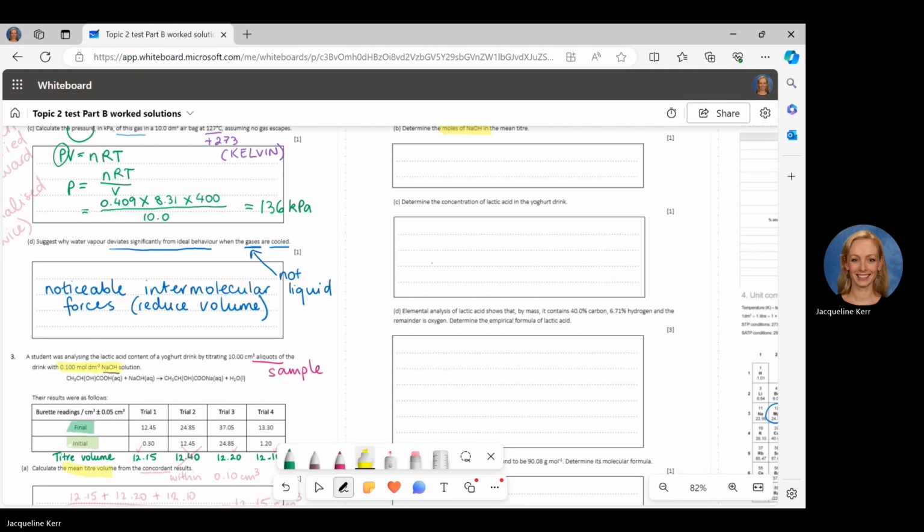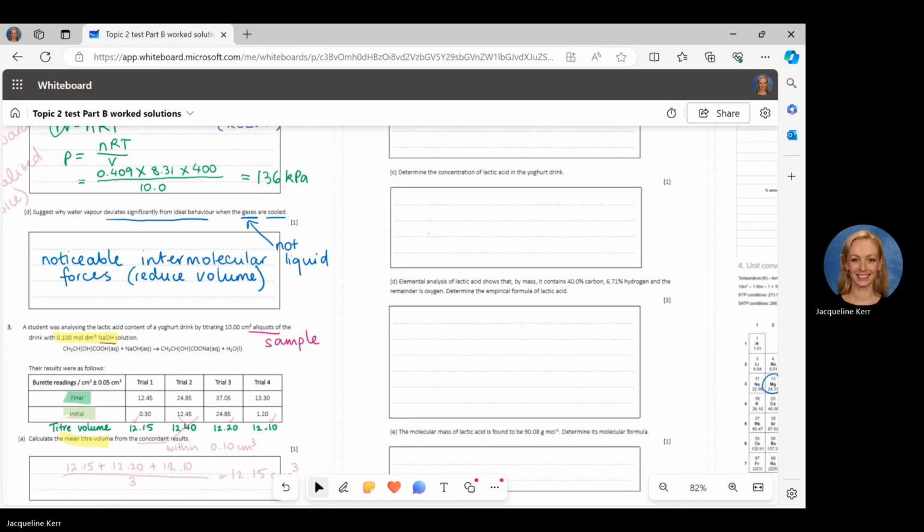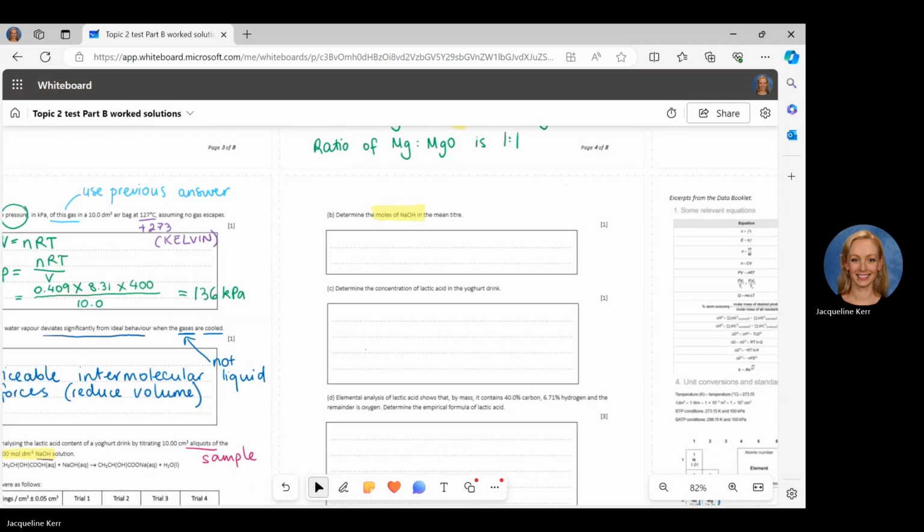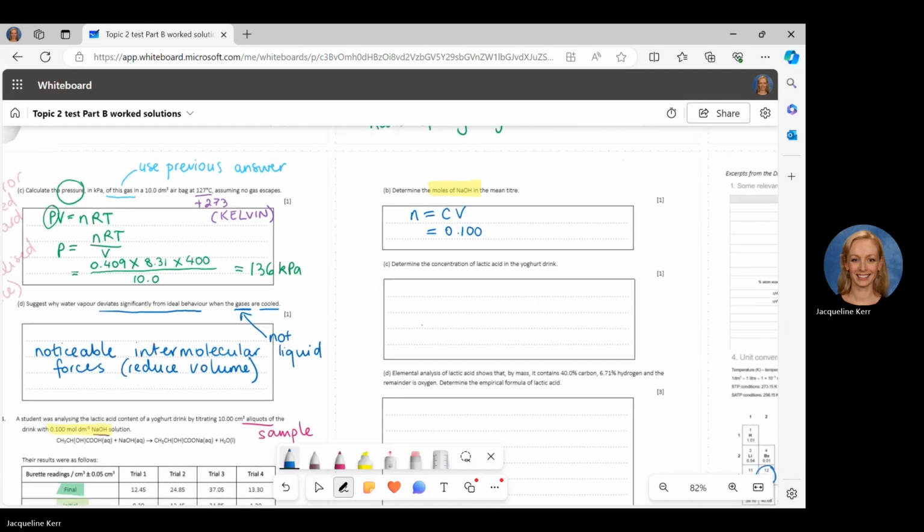So that's there, highlighted in yellow, is our concentration, and then also what we've just figured out is our volume, because we need to use the formula n equals CV. So moles is concentration multiplied by volume. So we use those values. Our concentration, 0.100 moles per decimeters cubed, and our volume.